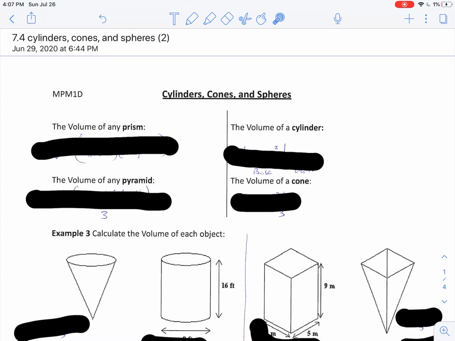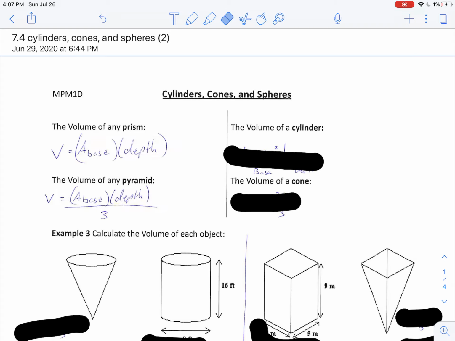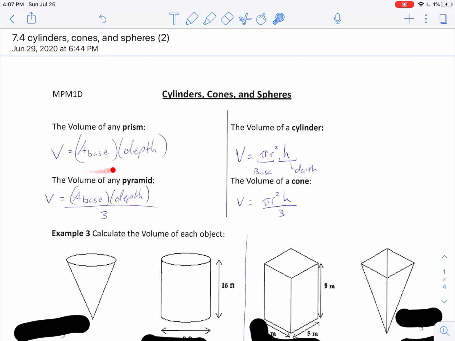All right, so we're going to talk about cylinders, cones, and spheres, specifically on how to calculate volume and surface area for both. We have formulas that will be given to you: the volume of any prism, the volume of any pyramid, the volume of any cylinder, and the volume of a cone are all here, and all of these will be provided to you during the test and final exam.